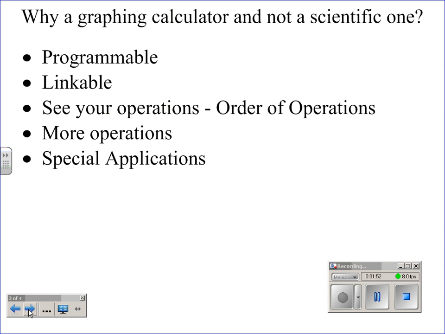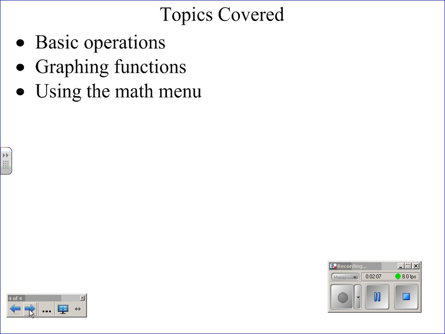Finally, there are special applications created only for graphing calculators that just don't exist for scientific ones. Anything from financial programs to probability simulations are available on graphing calculators. In this video, we will learn how to do the basic operations, graph functions, and use a menu on the calculator called the Math menu.